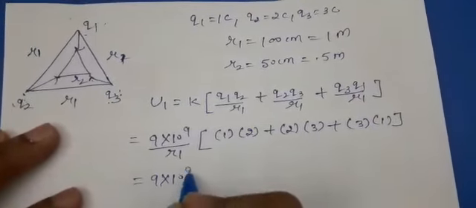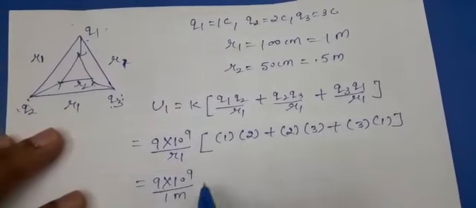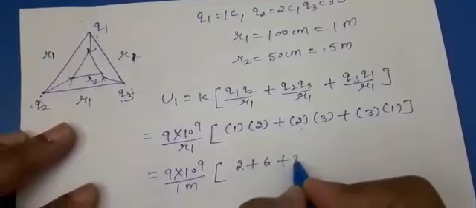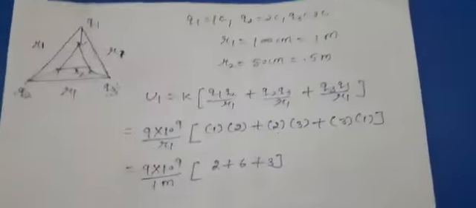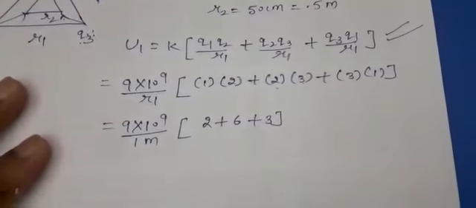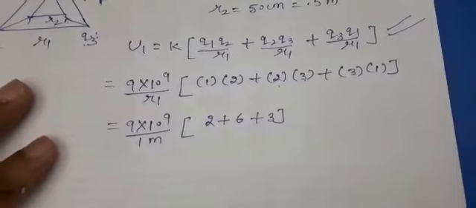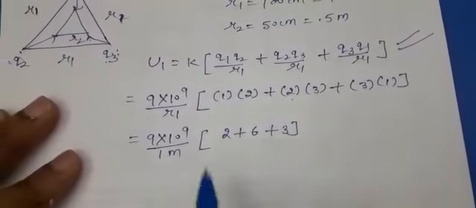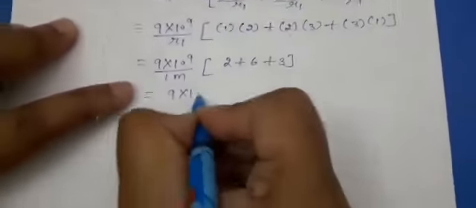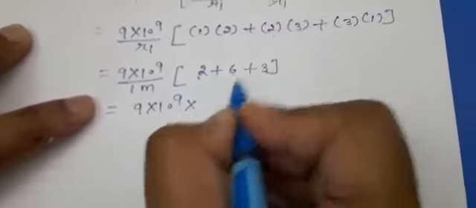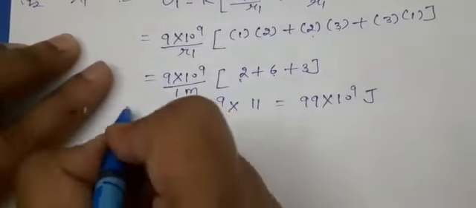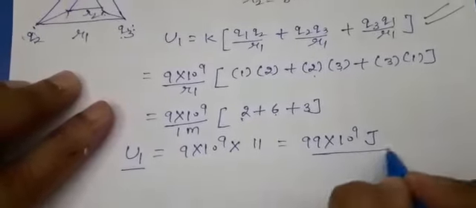9 into 10 to the power 9 and R1 is 1 meter. So it is 2 plus 6 plus 3. See here, no new concept is done. Just we have to learn the formula. This is the formula which you have to learn for number of charges. So here we have substituted the values. Now on solving, it will come out to be 99 into 10 to the power 9 joule. This is the initial potential energy.